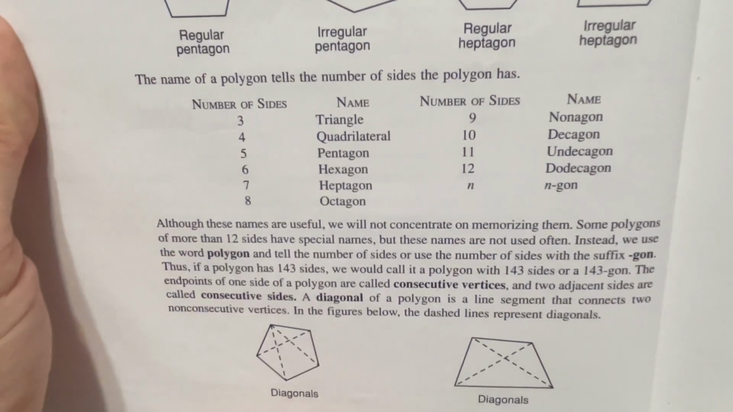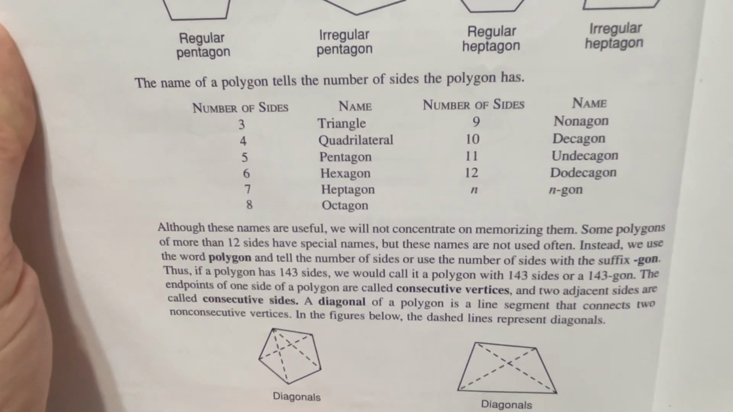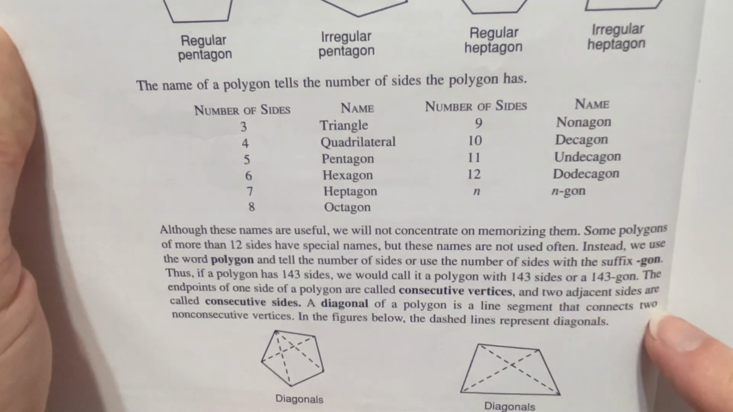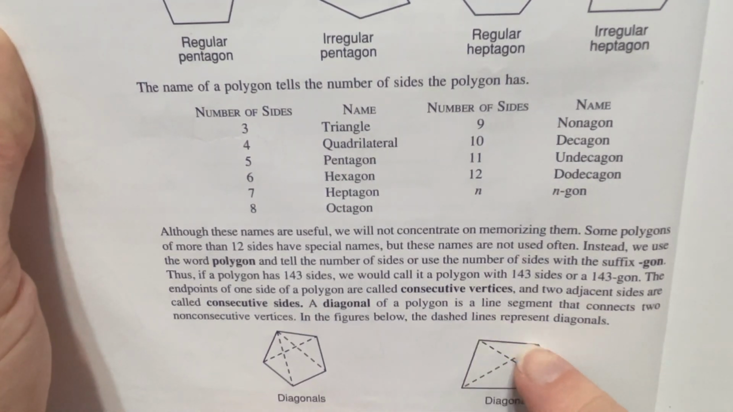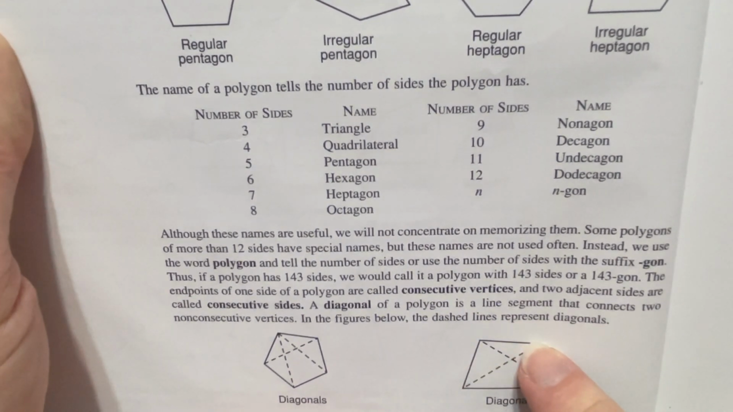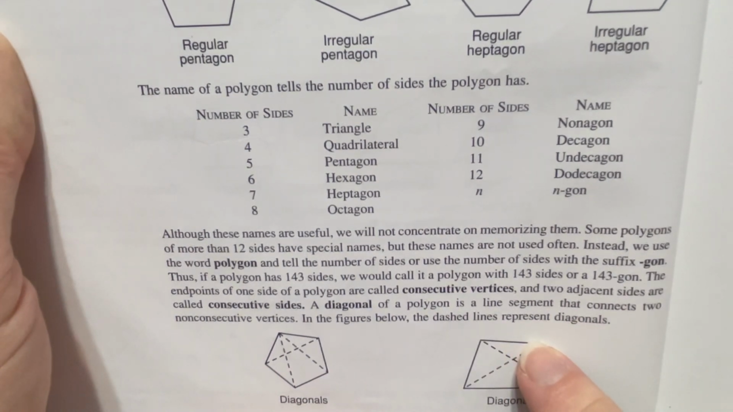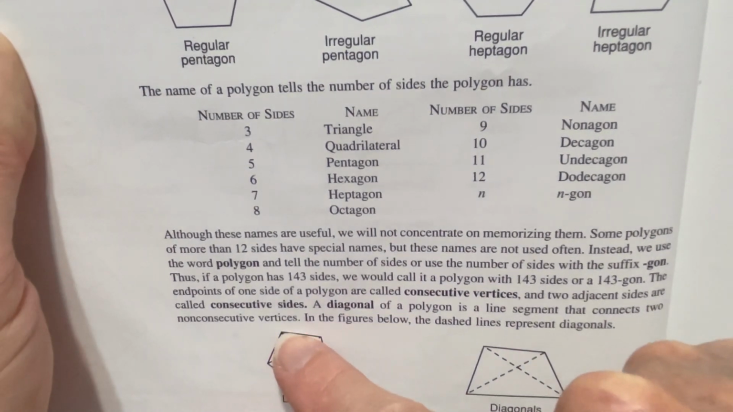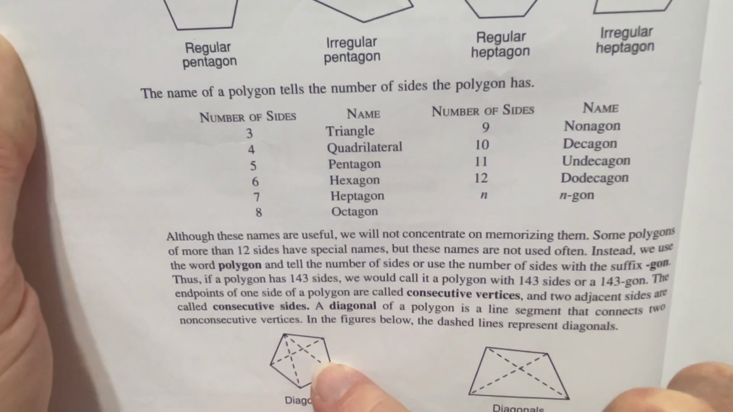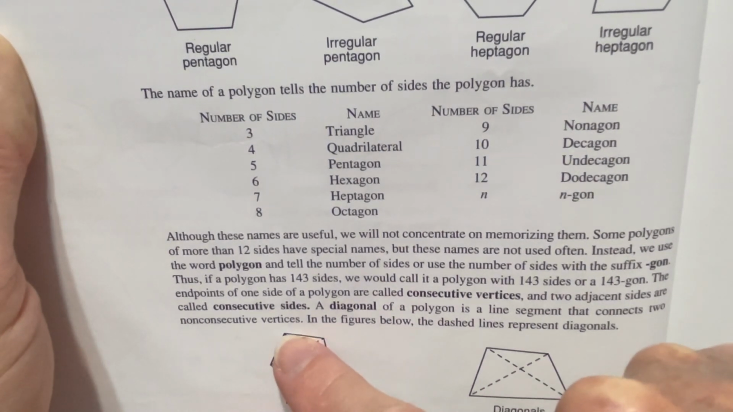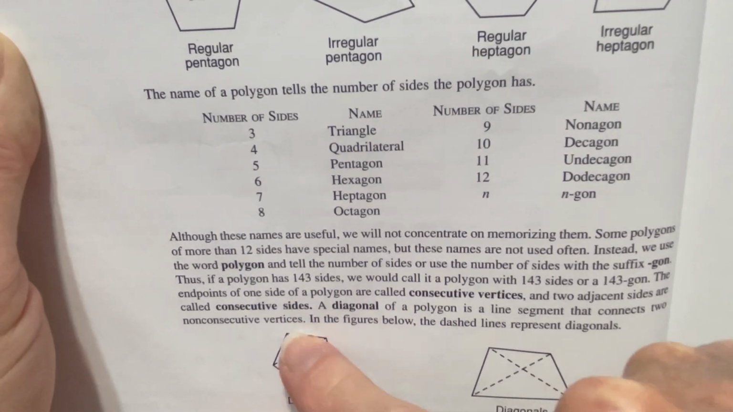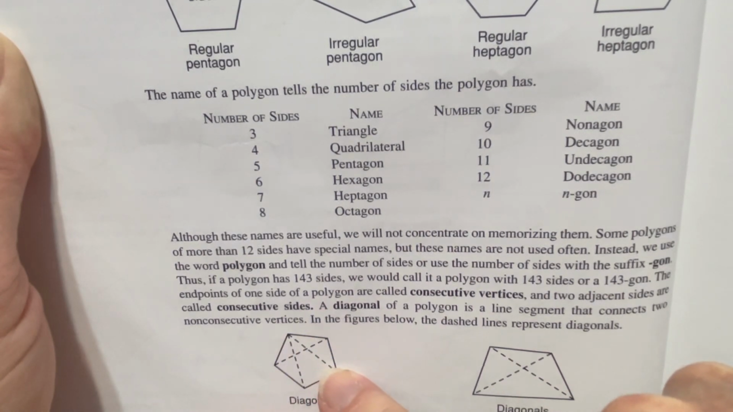So at the very bottom of this page, we can see that we have diagonals drawn. They're trying to define a lot of terms in between. If we have 2 endpoints of the same line, we call those consecutive vertices because they're right next to each other. If we have 2 sides of a figure that are right next to each other, we call those consecutive sides. And if we have 2 vertices that are not consecutive, and we draw a line between them, that forms a diagonal.